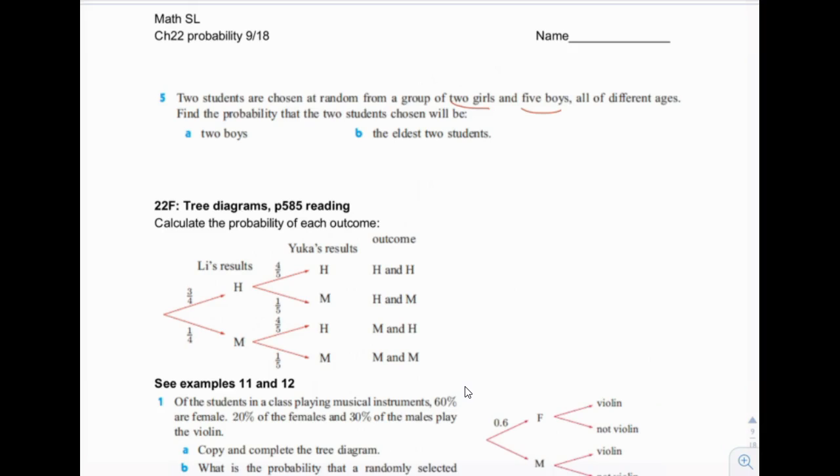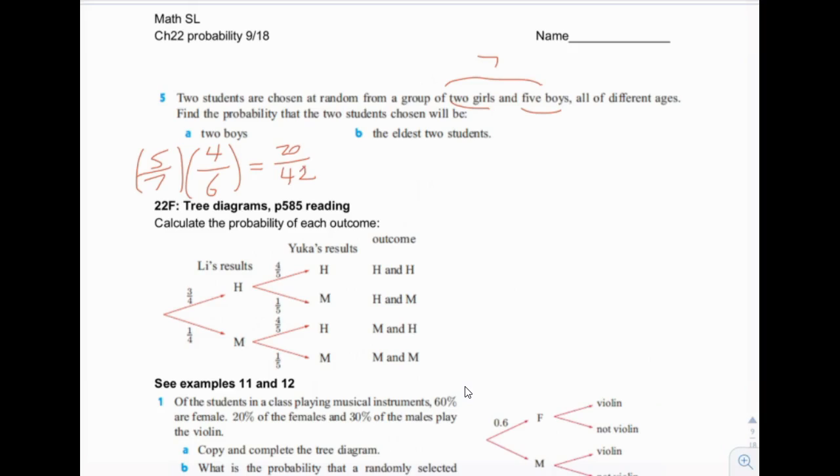So the first time we choose one of the students, there would be 5 out of 7. There's 7 total, right? So there'd be a 5 out of 7 chance that the first choice would be a boy, right? And the second choice would be, now there's only 6 people left, a 4 out of 6, because now there's only 4 boys left. You chose one boy the first time. So that would be equal to 20 over 42.